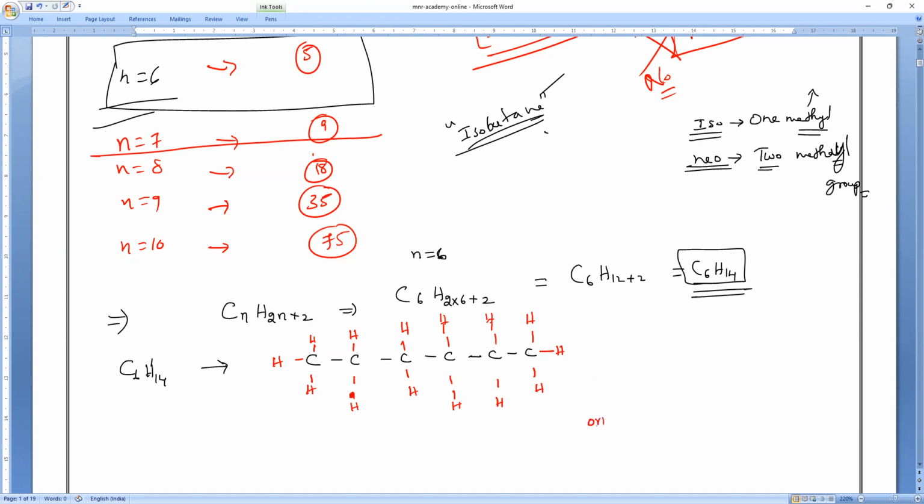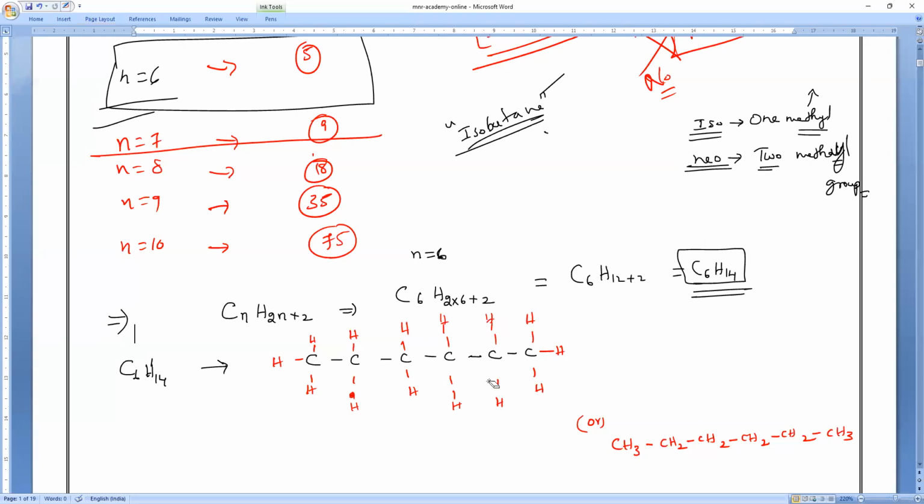So you can write the structural condensed formula. What is the structural condensed formula? CH3 single bond, CH2 single bond, CH2 single bond, CH2 single bond, CH2 single bond, CH3. Yes, so this is what it is.